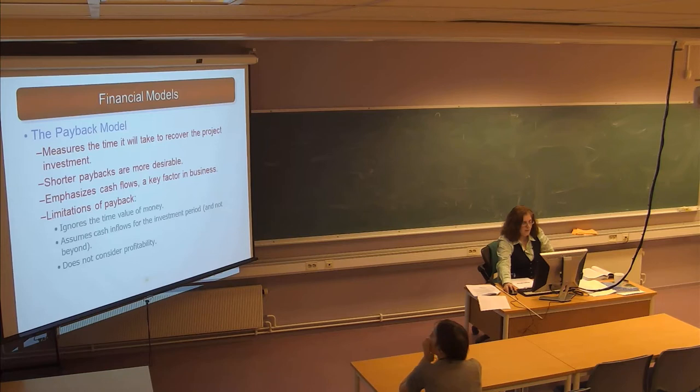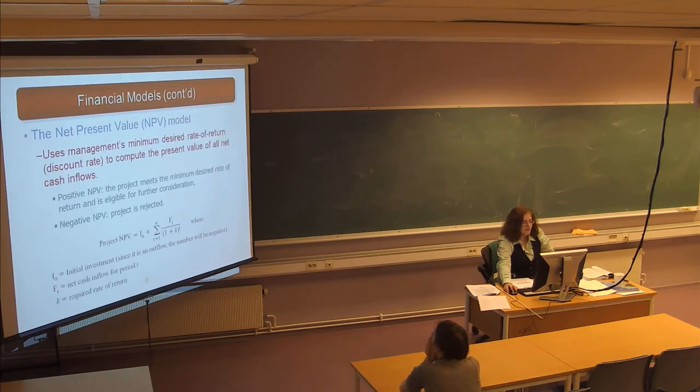Okay, so the payback model is one financial model, and another is the net present value model. It uses management's minimum desired rate of return, or discount rate, to compute the present value of all net cash inflows. A positive net present value means the project meets the minimum desired rate of return and is eligible for future consideration. Negative, the project is rejected. So when you compute this value, if it's positive, you can consider it, and the more positive it is, the better. If it's negative, you should reject it. The company basically picks what they want as their desired rate of return, or discount rate. It doesn't necessarily mean that this is correct. It just means this is what they have guessed at or what they think they want. So that's also something that's subject to change.